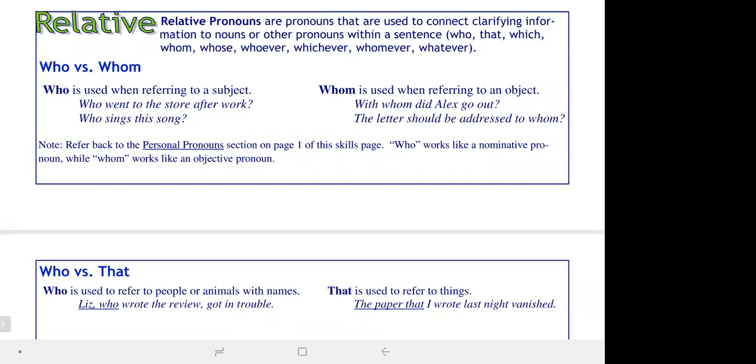Look at this one. Who is used when referring to a subject. Whom is used when you are referring to an object. The letter should be addressed to whom? This is when you ask a question using to. The man who married the principal is an engineer, you can say. Who married the principal is the relative clause introduced by the relative pronoun who.